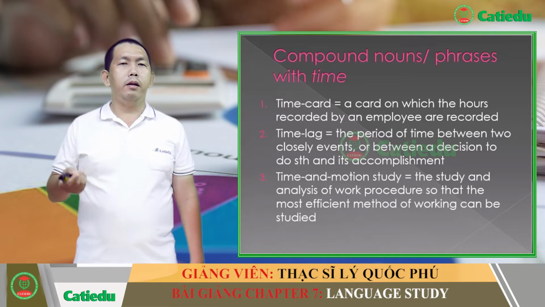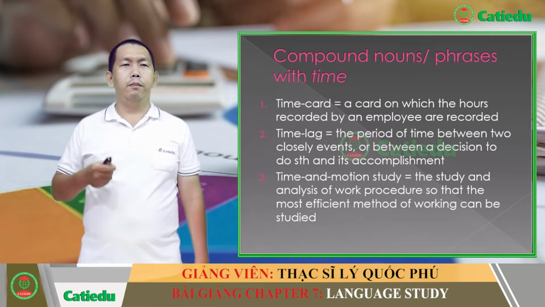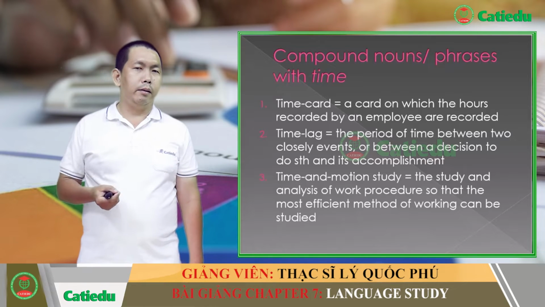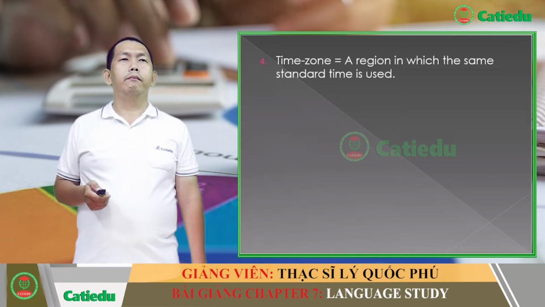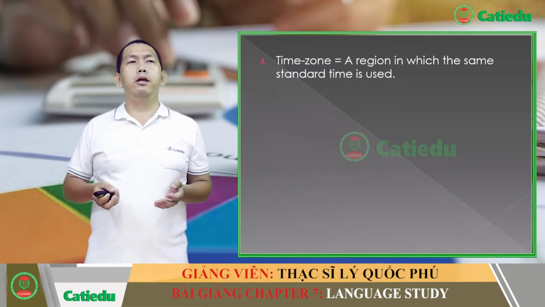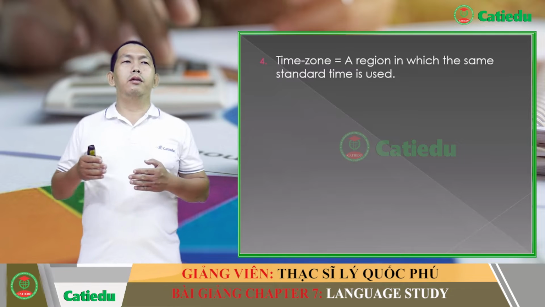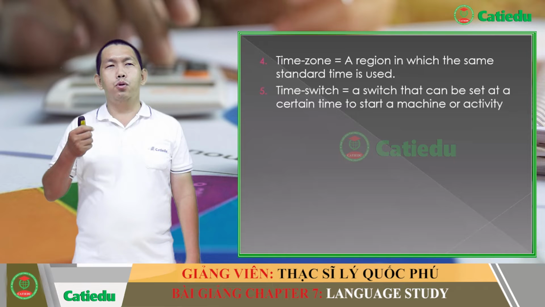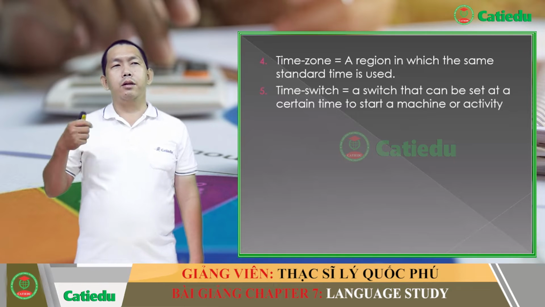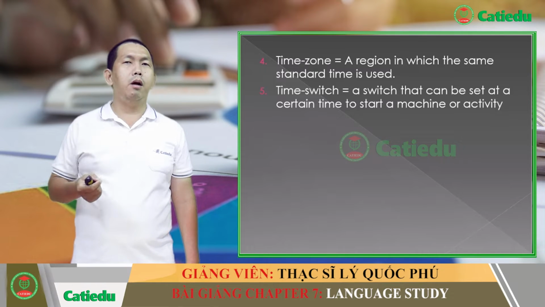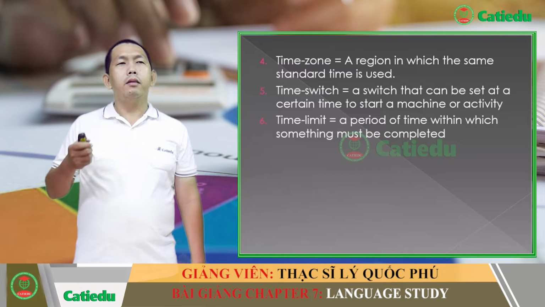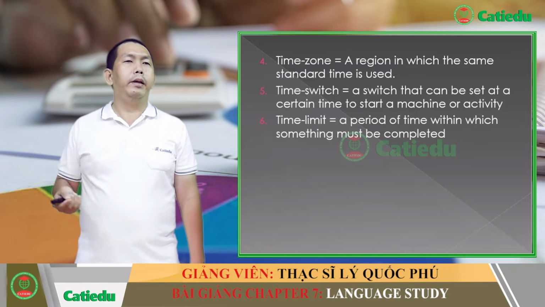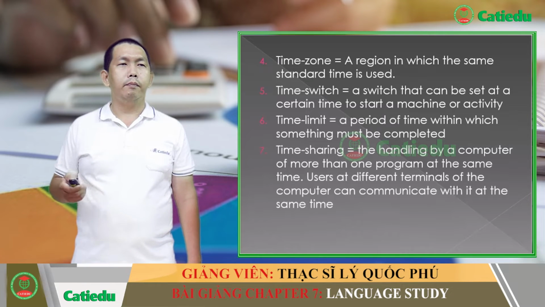Time and motion study is the study and analysis of work procedure so that the most efficient method of working can be studied. Time zone is a region in which the same standard time is used. Time switch is a switch that can be set at a certain time to start a machine or activity. Time limit is the period of time within which something must be completed.